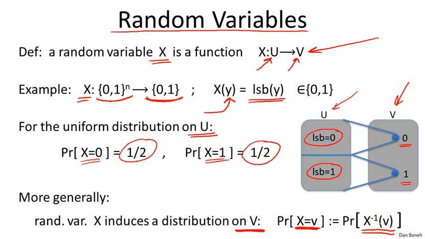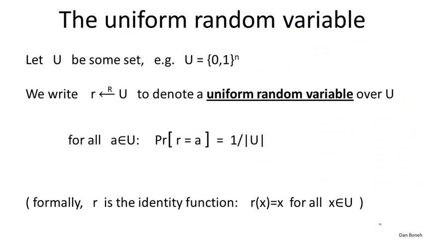All you need to know is that a random variable takes values in a particular set V, and it induces a distribution on that set V. Now, there's a particularly important random variable called a uniform random variable, and it's basically defined as you would expect.